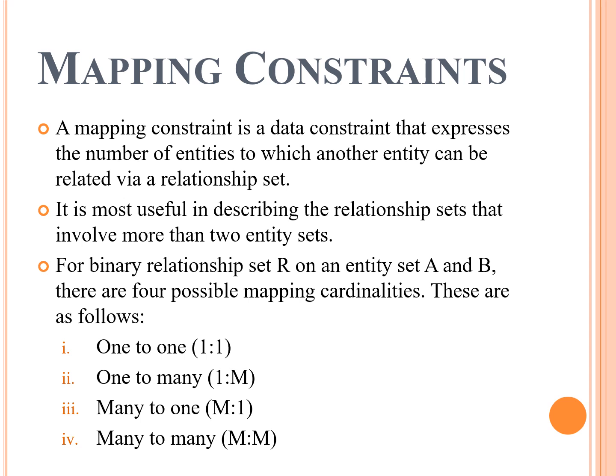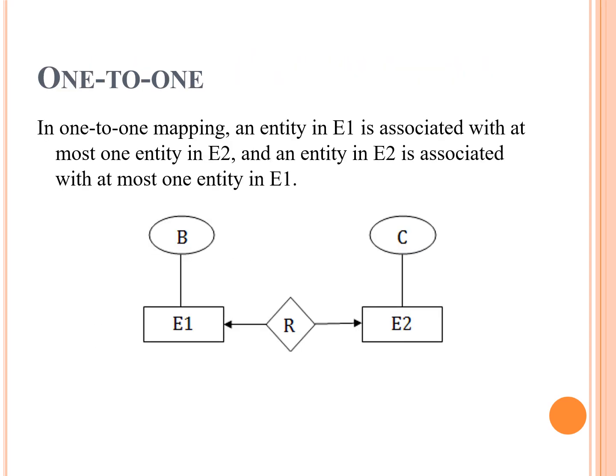Next one will be the mapping constraint. A mapping constraint is a data constraint that expresses the number of entities to which another entity can be related via a relationship set. It is most useful in describing the relationship sets that involve more than two entity sets. For a binary relationship set on entity sets A and B, there are four possible mapping cardinalities: one-to-one, one-to-many, many-to-one and many-to-many.